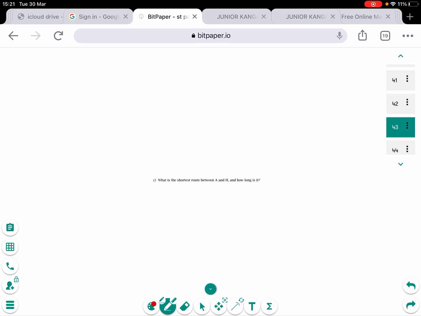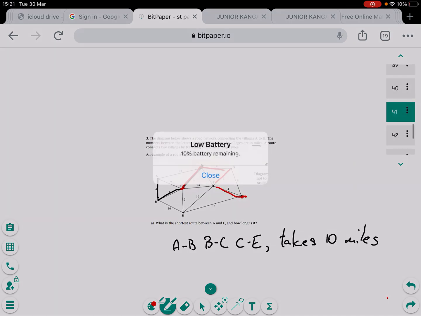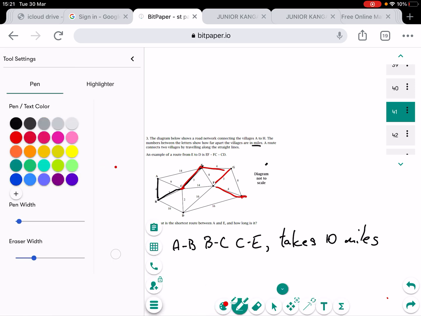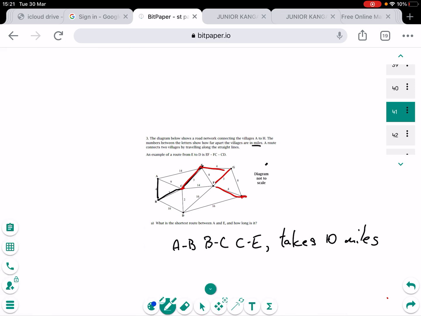For the next one, it's saying what is the shortest route between A and H and how long is it? A and H. So let's use blue here. Don't worry about my battery. A to H. So let's take the shortest possible route. 4, 7, 3, 4, 3, 4. I can't really see the numbers right now. Wait.